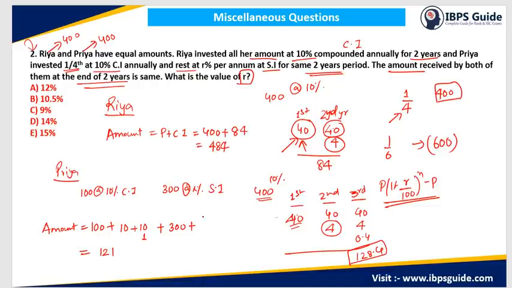Now if I talk about SI, in SI you had this principal, plus there will be certain simple interest. How do we find simple interest? P into R into T divided by 100, with 2 years. So if I cancel this, this will be equal to 3. So this is 6R. So 300 plus 6R.